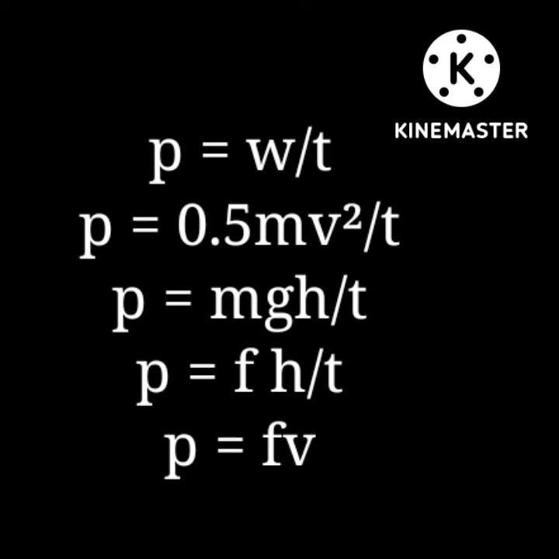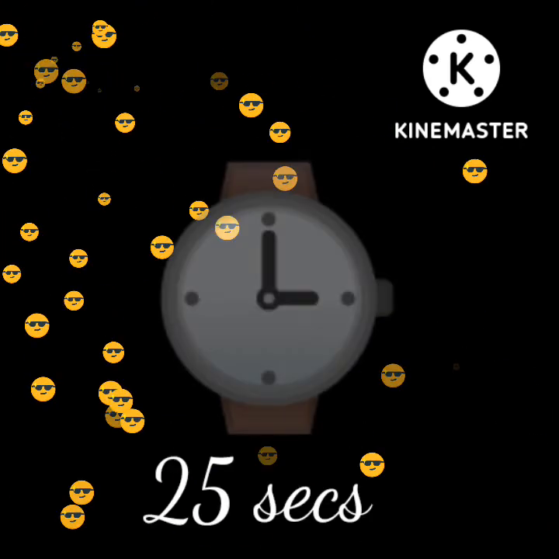We can use all of this to solve any question pertaining to power with respect to the quantities present in the question. That is, the quantities present will determine the formula to use. If your question contains force and velocity, then you use P equals Fv. And if it contains the mass, the time, and the velocity, then you use P equals 0.5 mv square over T. I will show you a question on power. Solve it in the next 25 seconds before I show the solution.